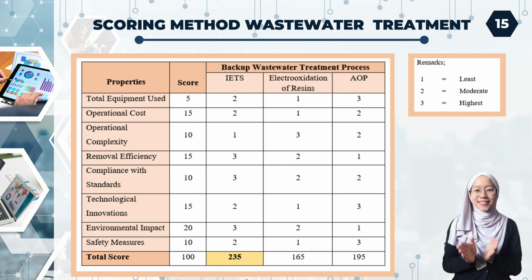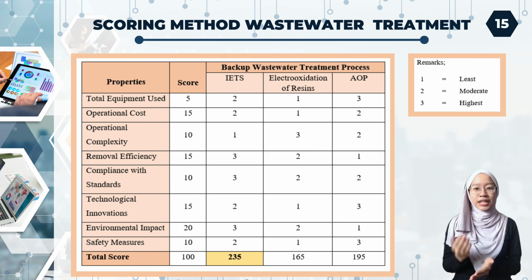As we delve into the wastewater treatment plant for resins, it is crucial to understand our scoring methodology. This structured evaluation system assesses the efficiency, environmental impact, and regulatory adherence within three wastewater treatment processes. We consider factors like equipment, operational costs, complexity, removal efficiency, compliance, technological innovation, environmental impact, and safety measures. The scoring method assigns specified marks to each criterion for the backup wastewater treatment process of alkyd resins and UPR. This approach ensures a comprehensive and systematic evaluation of their performance.